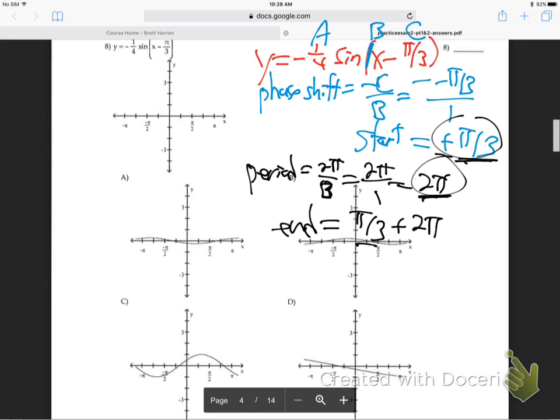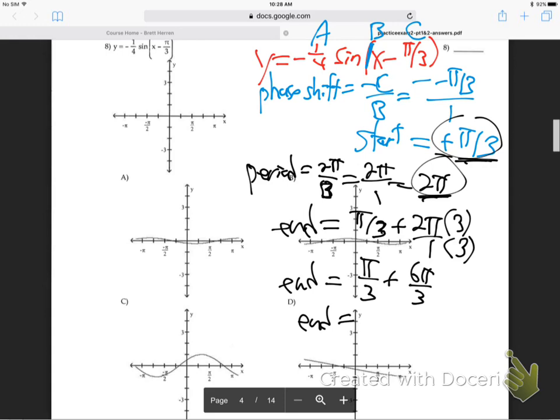So how do you add pi over 3 and 2 pi? You gotta find the same denominators. Yeah, common denominator, huh? So put this over 1, multiply top and bottom by 3. So you get pi over 3 plus 6 pi over 3, which is 7 pi over 3, isn't it? This is 1 pi over 3. So it ends at 7 pi over 3.